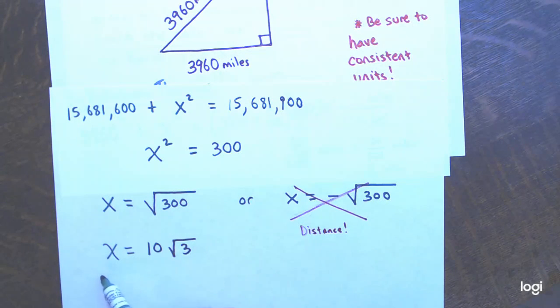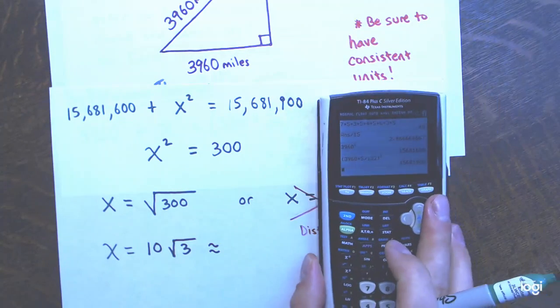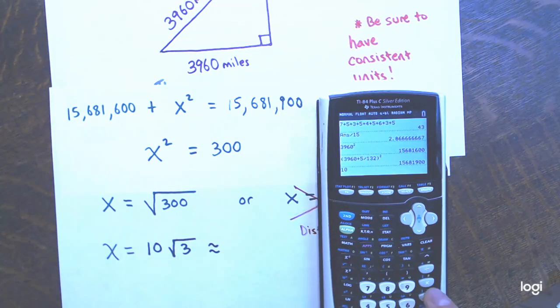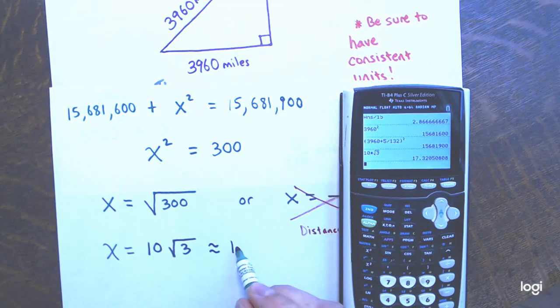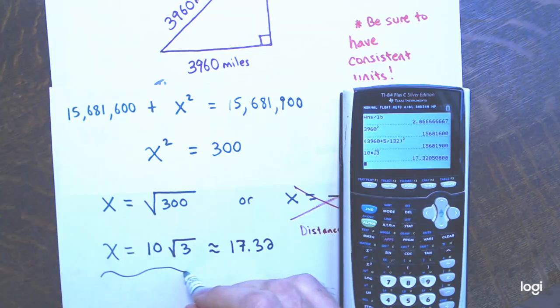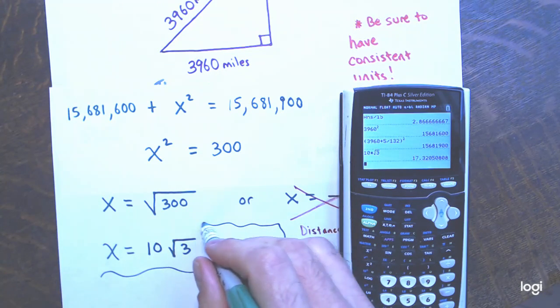And if you want, I'll approximate this. I'm going to punch this in a calculator. What's 10 times the square root of 3? It's about 17.32. Notice I'm using approximately, and I'm going to the nearest hundredth, nearest tenth, whatever you feel like. Great. And of course check the solution, and this should work back in the original equation.